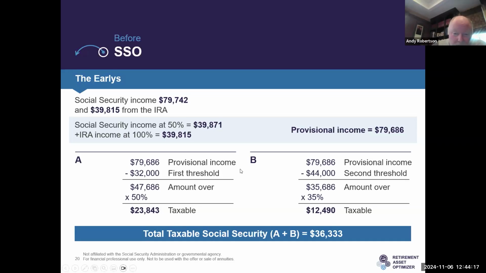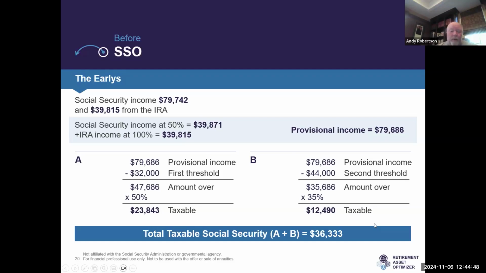Because remember, in step one, we said everything from 32 to 79, we're going to already account for at 50. So that includes everything from 44 to 79, right? Because 44 is less than 79. So everything from 32 up to 79 is already counted at 50. We only need to pick up another 35 to get to the 85 on the over 44 threshold, because in step one, we already counted it at 50. So add these two numbers together, and now you have the total taxable Social Security. That's how we go from almost $80,000 in Social Security income to only 36,000 being taxable.